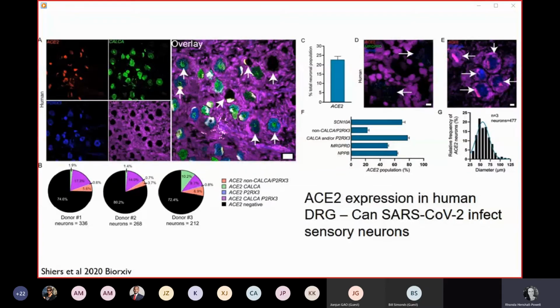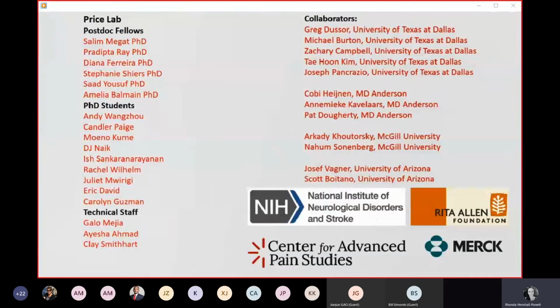So this could suggest that the free nerve endings that are found in the lung are likely to be expressing ACE2. So right now what we're trying to do is better understand whether or not the protein is expressed. The mRNA expression for ACE2 in human DRG neurons is admittedly not very high, but it's certainly detectable, and we don't really know much about how mRNA expression equates to protein expression for this particular gene. So I think we have a lot to learn there, and Stephanie's actively working on those experiments.